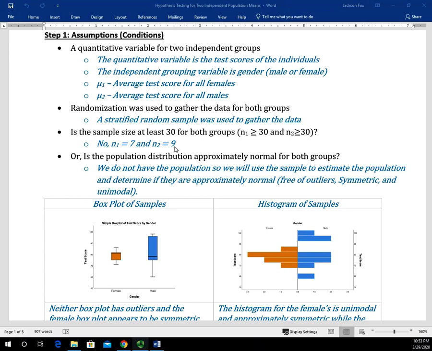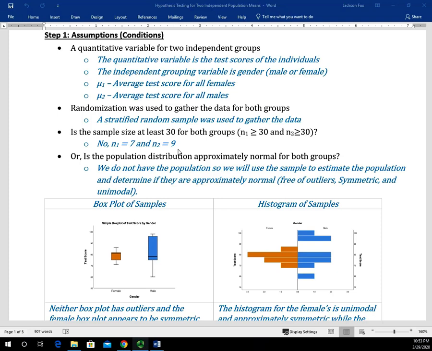So now we have to take a look at the population distribution to determine if it's approximately normal. Now, we don't actually have the population distribution, so we're going to have to use the sample to approximate that population distribution, and we're going to have to check to see if the sample appears to be approximately normal, which would be the distribution is free of outliers, it's symmetric, and it's unimodal.